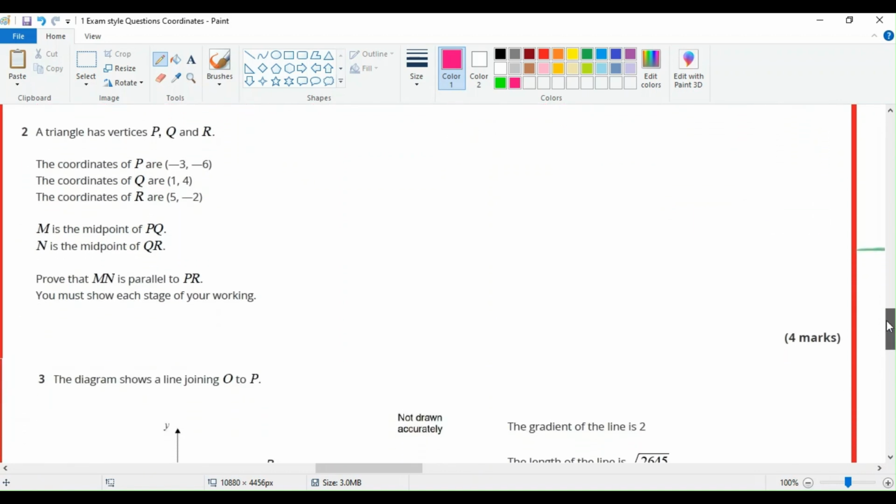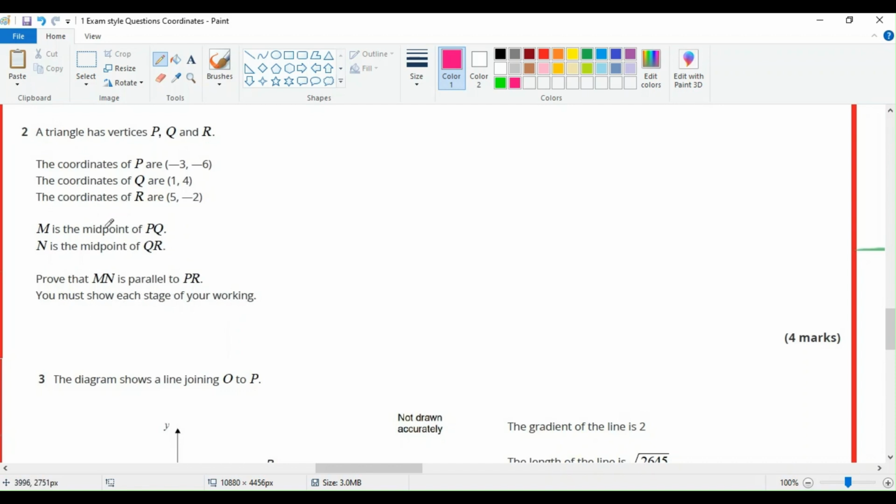Now in question number 2, it says there are 3 points P, Q and R. The coordinates are minus 3, minus 6, and 1, 4, and 5, minus 2. M is the midpoint of PQ, and N is the midpoint of QR. Prove that MN is parallel to PR. You must show each stage of working.